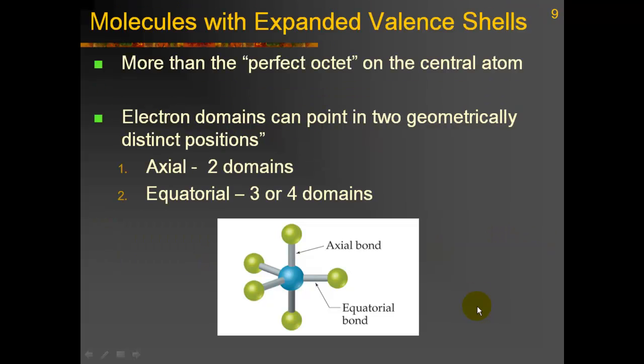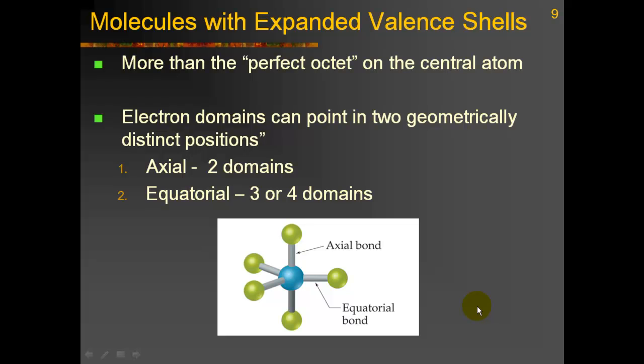Once you get past the 4 domains and we start to get into 5 and 6, we're going to see a little bit of a change. These are the molecules with the expanded valence shells. These are the ones that can have the 5 and 6, where you draw the Lewis structures and there's 4 leftover electrons. What do I do with it? Put it on the central atom. The electron domains can point in 2 geometrically distinct positions. You have the axial, which is 2 domains, and you have the equatorial, which are 3 or 4 domains, depending if you're looking at a 5 electron domain molecule or a 6.